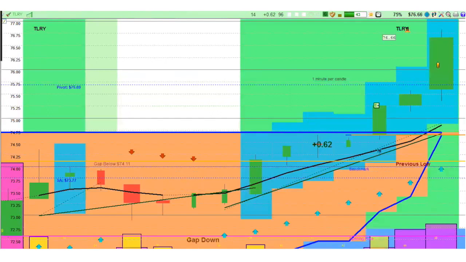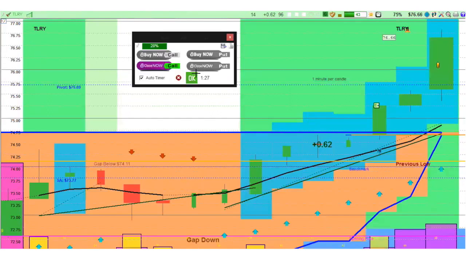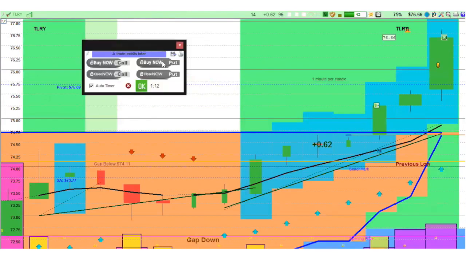So if we take a look at where we bought the call right here at the top of that impressive candle, after this one, we're at a 20% gain, and that's a good time to get out. You never know if that's going to turn around on you. So if you close that out, you got 20%. Perfect. Nice. Absolutely. And you always like to see what happens after that.